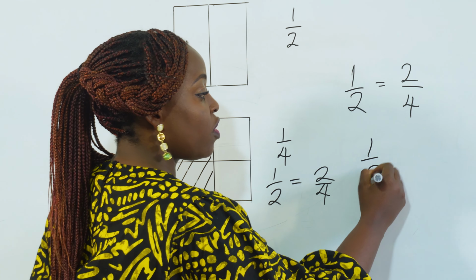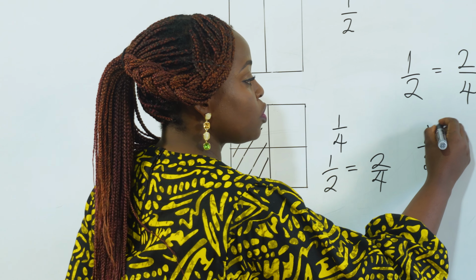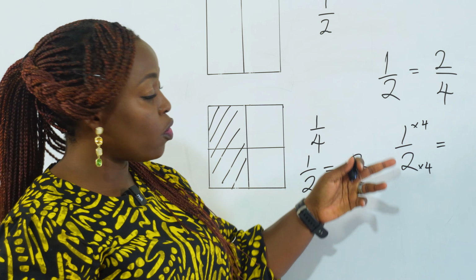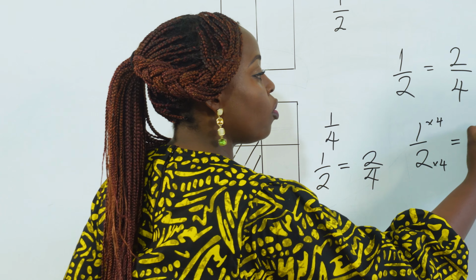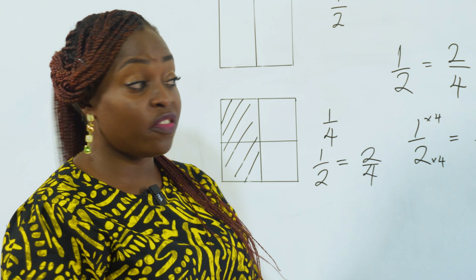Another equivalent fraction of half, say we multiply the top and the bottom by, say, 4. So this will be multiplied by 4. This will also be multiplied by 4. An equivalent fraction for 1 over 2 is also 4 over 8. Now, this is how you find equivalent fractions.